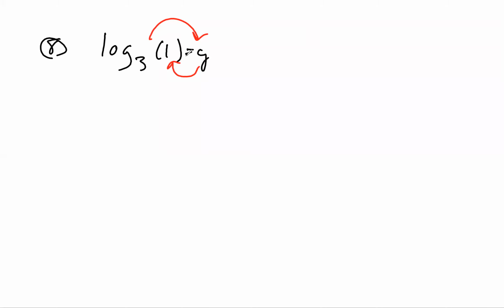All right, next, number 8. Let's say that I have log base 3 of 1, and that is equal to y. Well, again, I need to draw in my arrows. We're doing this every time. And here we know that we're going from log to expo, and then we're going to solve. And so this becomes 3 to the y equals 1.